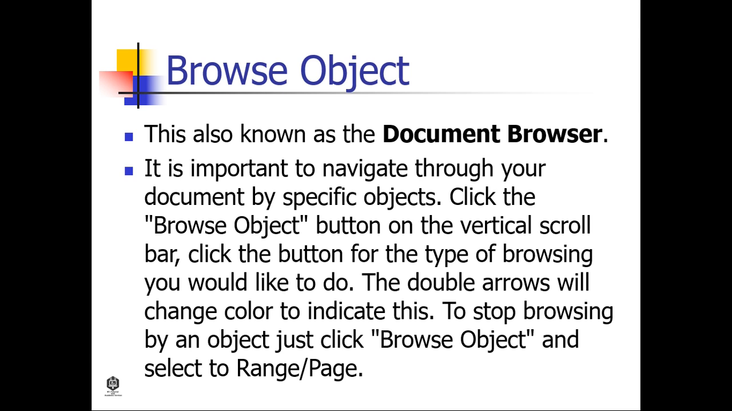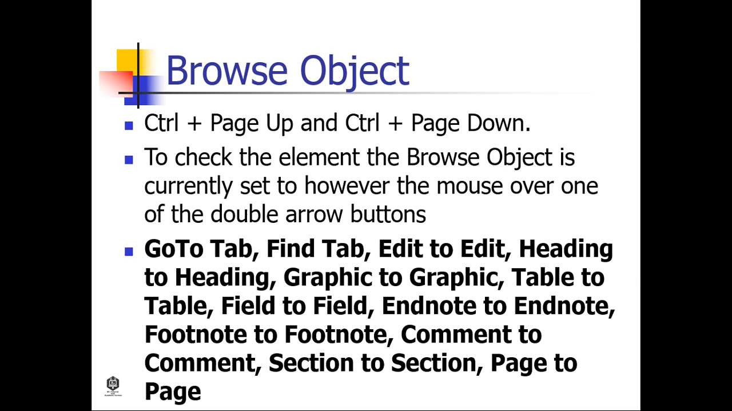How about Browse Object? This is also known as the document browser. It is important to navigate through your document by specific objects. Click the Browse Object button on the vertical scroll bar. Click the button for the type of browsing you would like to do. The double arrows will change color to indicate this. To stop browsing by an object, just click Browse Object and select to range or page. Control Page Up and Control Page Down.